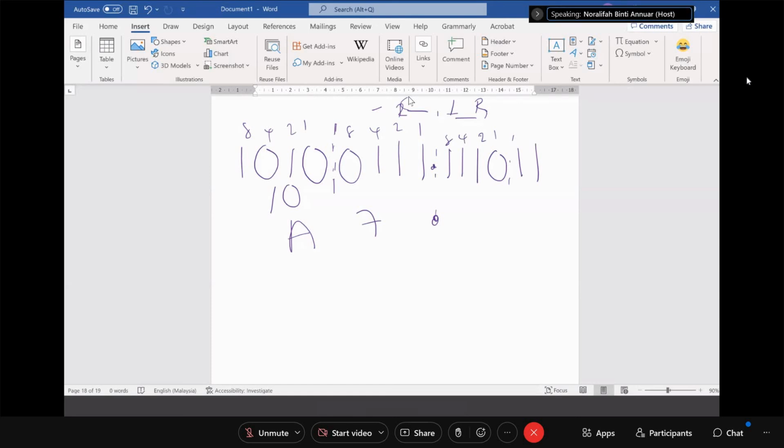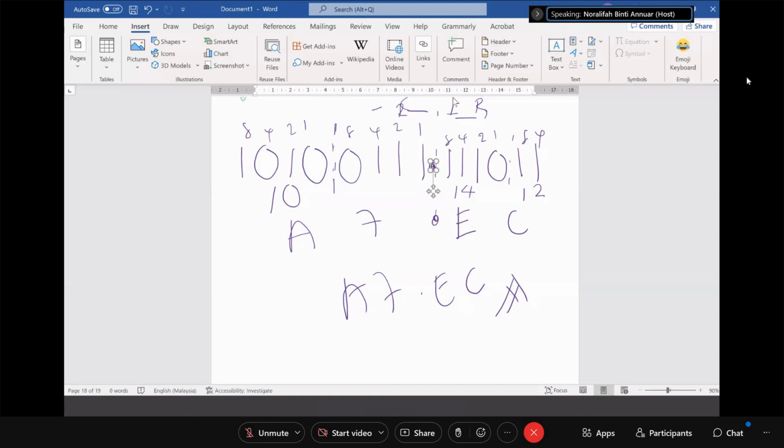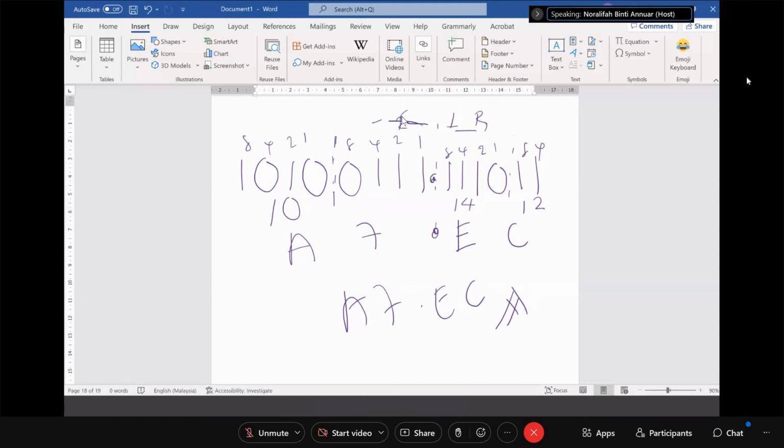14 kan, tapi 14 kita tak boleh bagi 14 because dia punya representation kan. So 14 is E. Then 8 tambah 4 is 12. 12 berapa tadi guys? So 12 is C. So your final answer will be A7.EC. Dia punya tricky part adalah masa you bahagi ini sahaja. Lepas fraction tu, remember the position dia. Start dari mana? Kanan ke kiri, kiri ke kanan. Itu yang paling penting. Itu sahaja untuk hari ini.